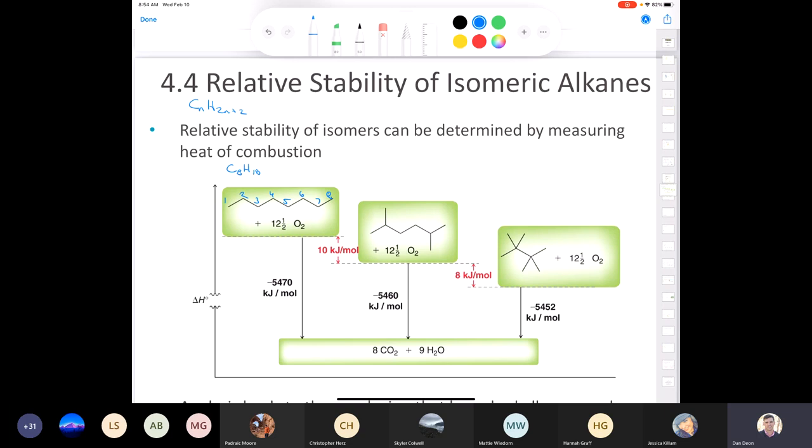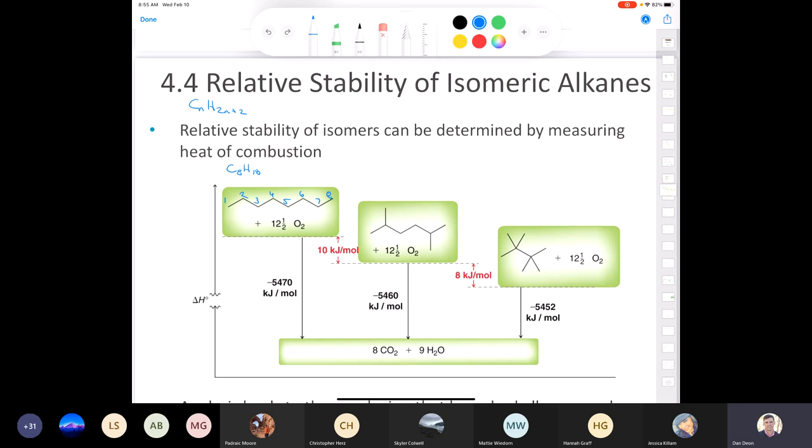If you look at these three compounds, I would like you to make sure that you read this section of the book. It doesn't take very long. But if you cause all three of these hydrocarbons to undergo combustion, they all have the same molecular formula, yet what you find is that the heat of combustion, or the enthalpy of the reaction, is different for all three of them.